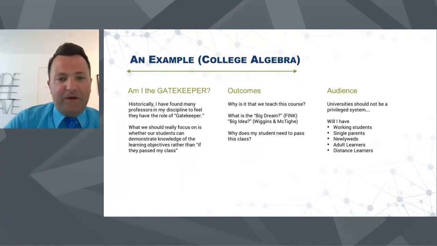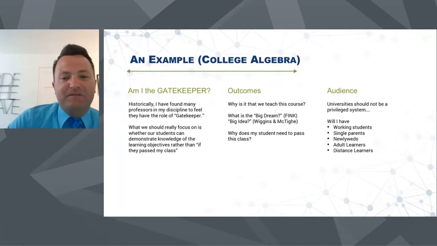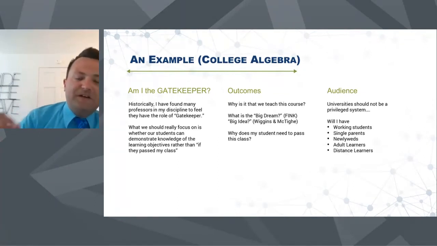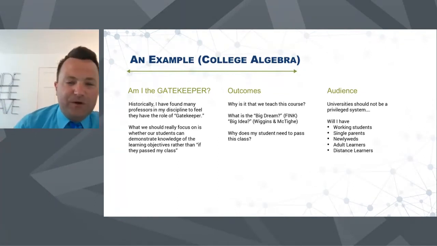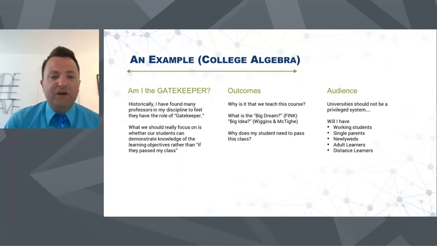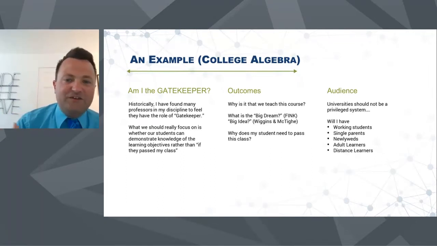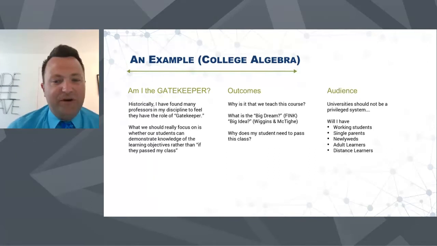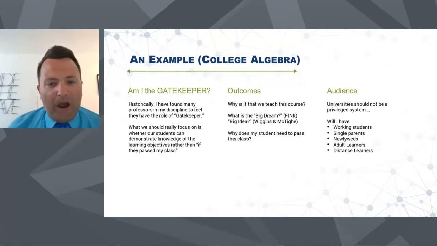Now I'm running out of time, but I've mentioned some of this, and I want to talk about specifically, really quickly, the college algebra context that we use. We had to identify this question: am I the gatekeeper? Am I keeping students from passing, or am I here to make sure that all of my students pass? And then thinking about outcomes.